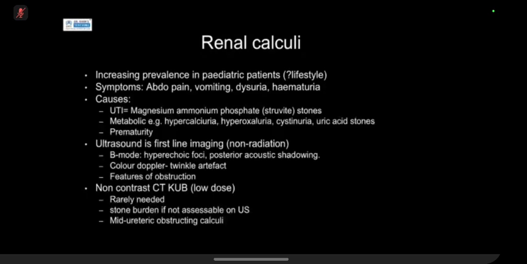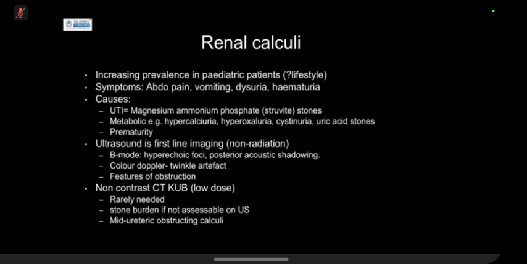So in children, ultrasound is the first line imaging. We normally can find the calculi on ultrasound. So what you're looking for is, as we saw in our case, hyperechoic foci with posterior acoustic shadowing. If you put your color Doppler on, you get this thing called a twinkle artifact, where the color Doppler changes colors, red and blue, with a yellowy green twinkle, because of the calcification. And then you also need to look for features of obstruction.